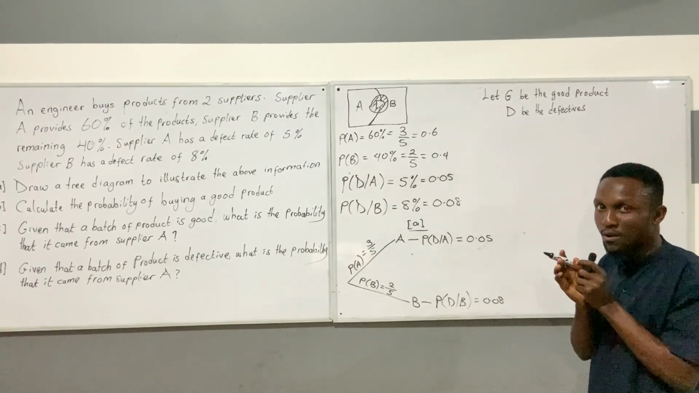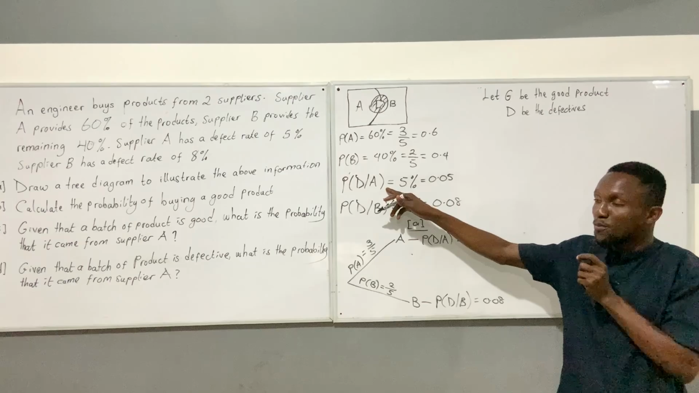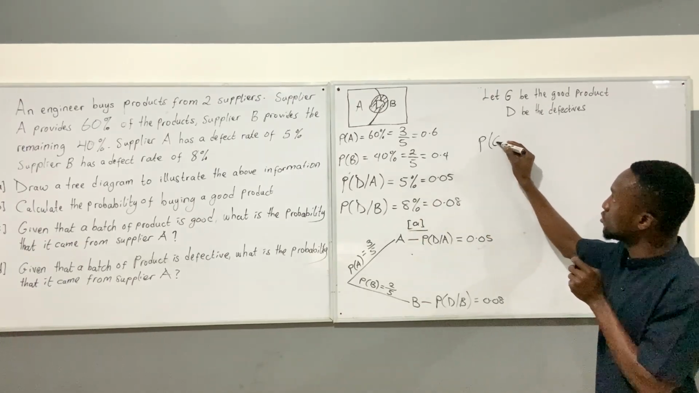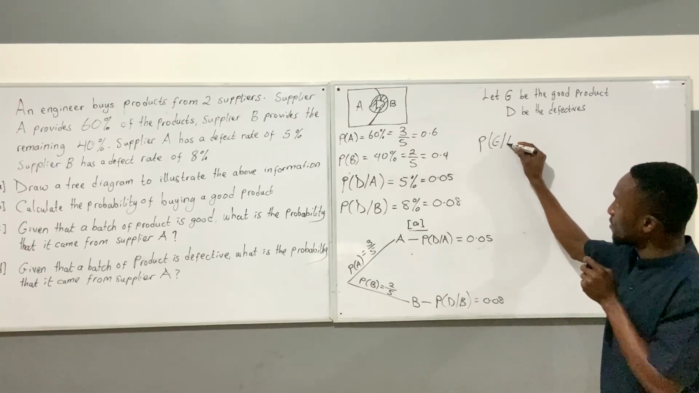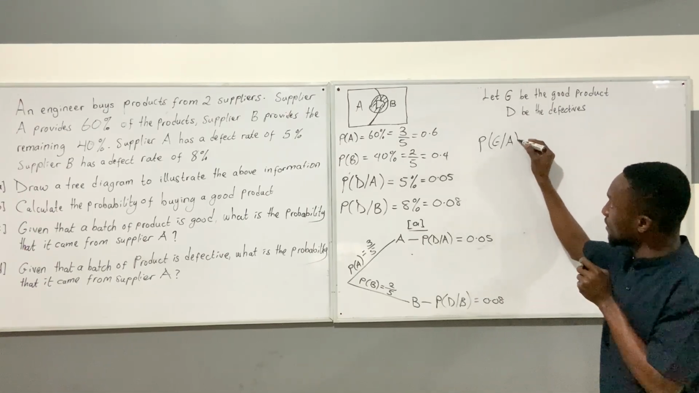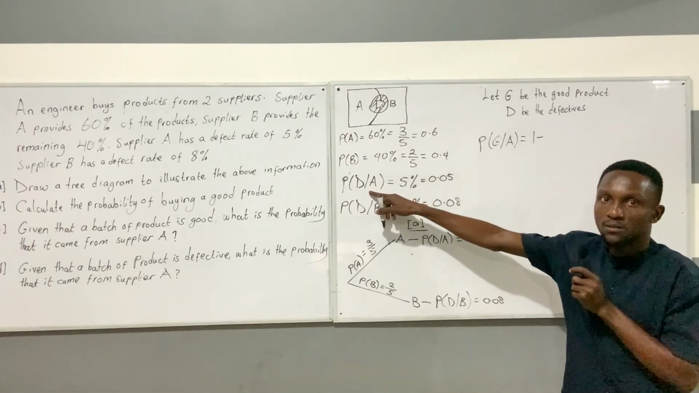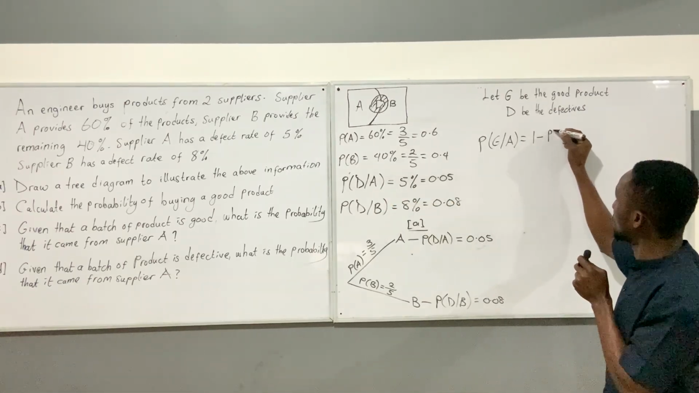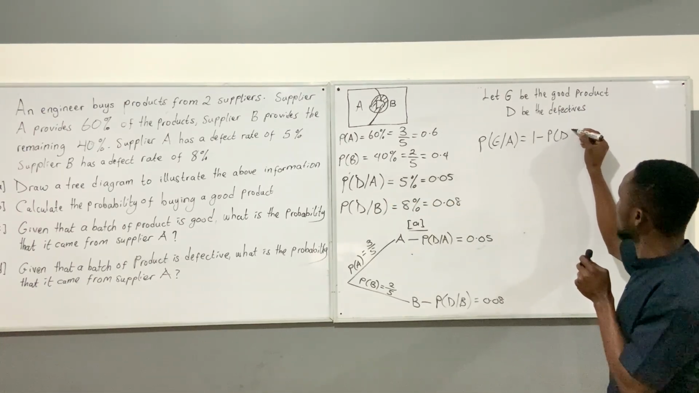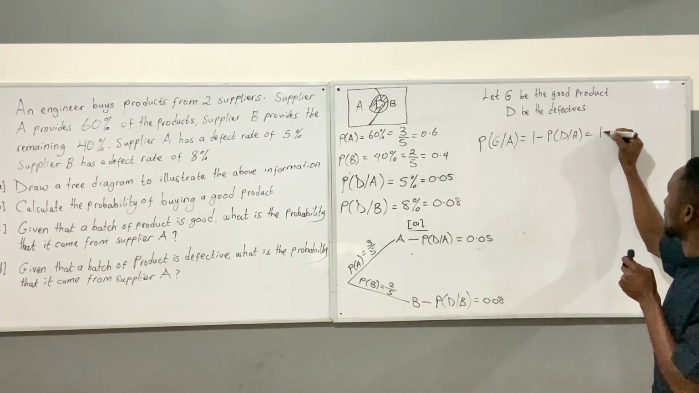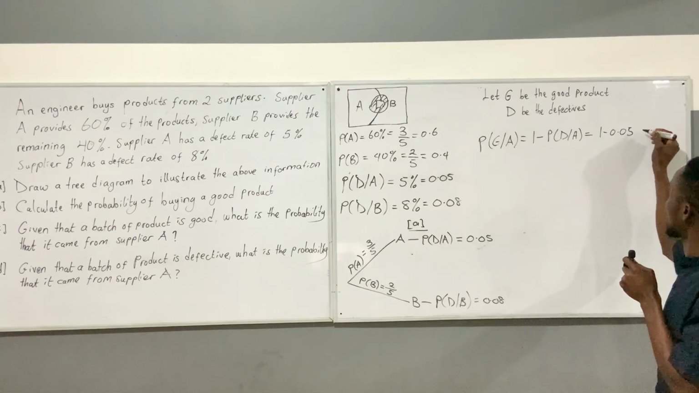We will first find the probability of good product for supplier A. So P of good given A is equal to 1 minus the probability of the defective given A. And this is giving us 1 minus 0.05.